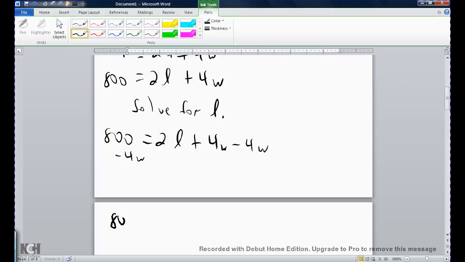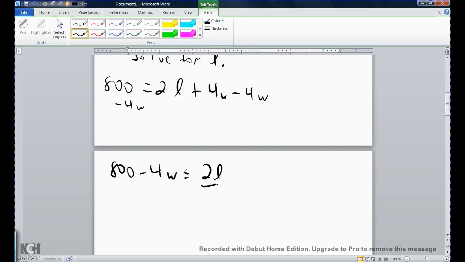And that means I end up with 800 minus 4W equals 2L. Then to get the L by itself, I divide everything by 2. I divide each term by 2. That's the way I like to approach it. And you get 400 minus 2W equals L.